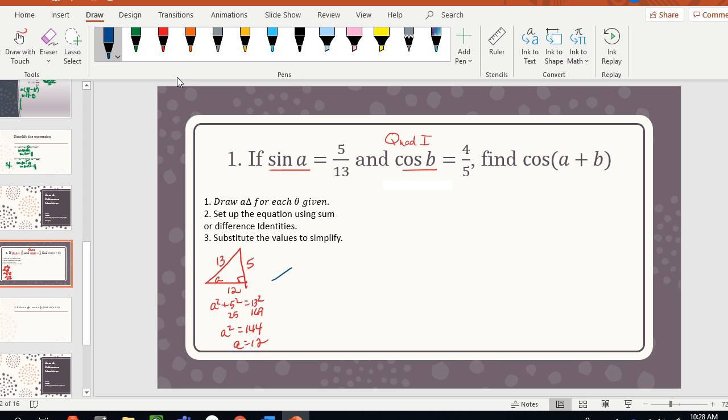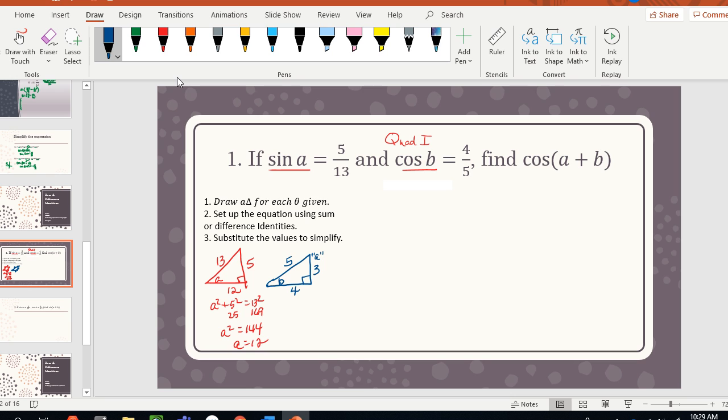So I did all of that work to find out that A was 12. So if I do B, and these are not expected to be to scale, all right? This is B, and I have adjacent over hypotenuse, and this happens to be a 3, 4, 5 triangle. If you didn't recognize it, you can do the Pythagorean theorem and find out that this other side is 3.